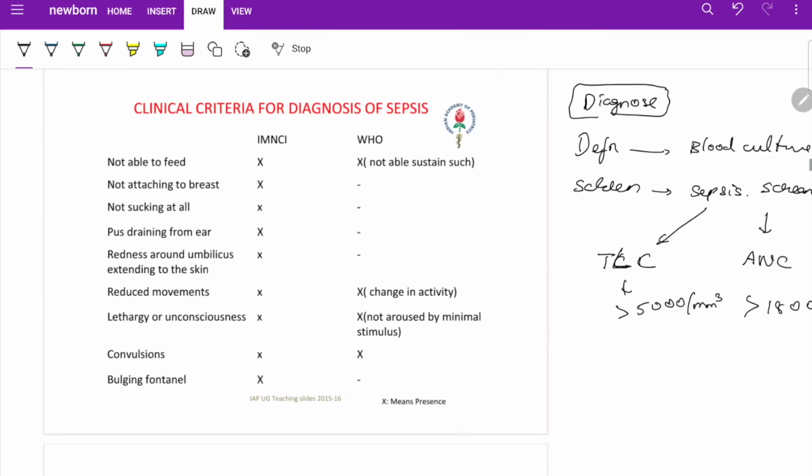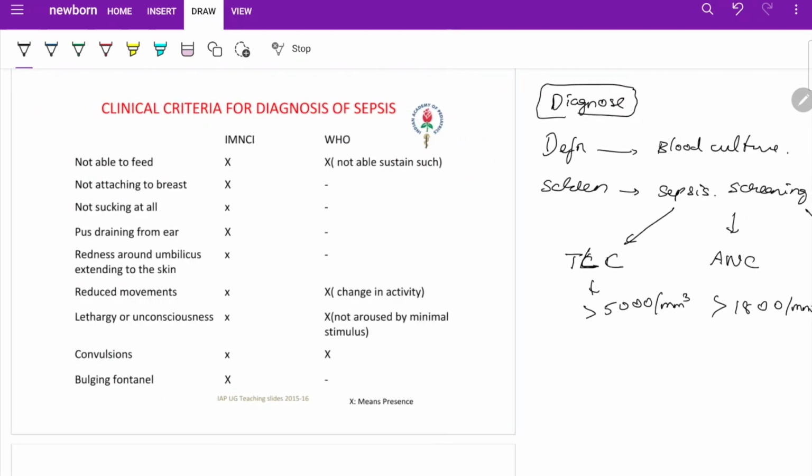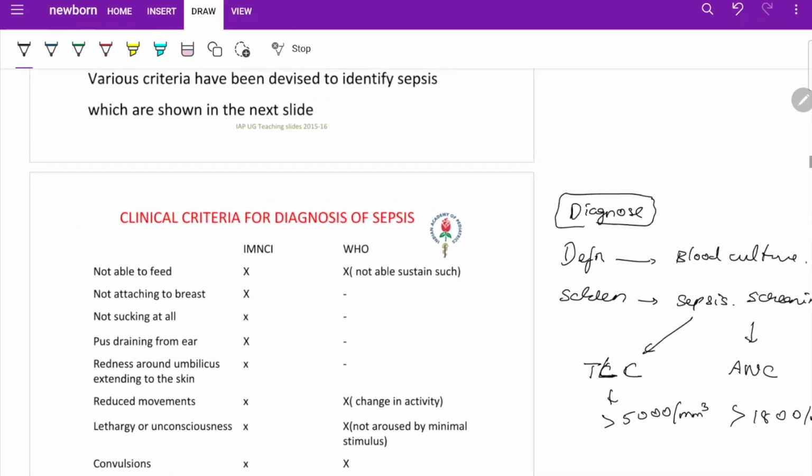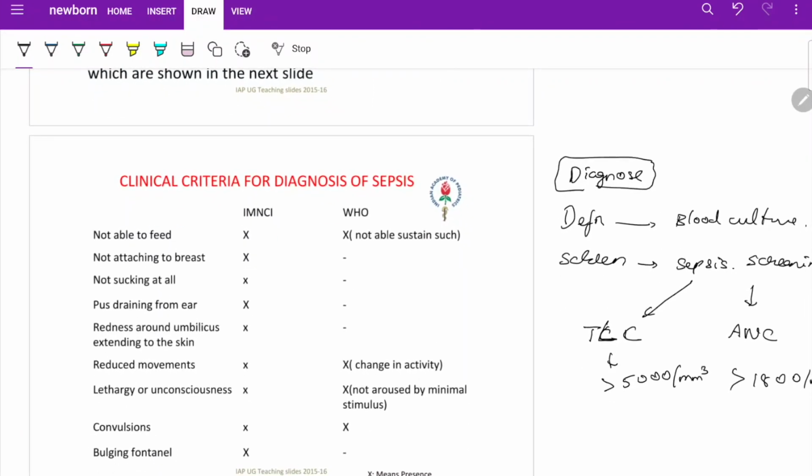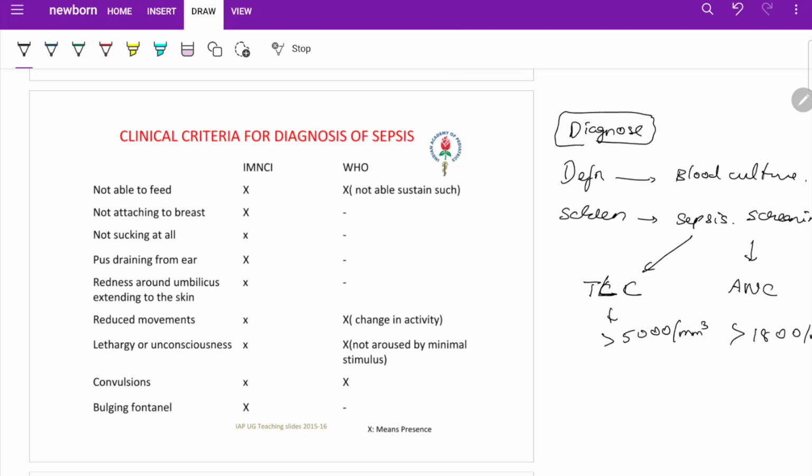Okay, now remember IMNCI and WHO, these two are there. In IMNCI, they mention all of these. As for WHO, they say when the child is not able to sustain or not able to feed, when the child has a change in activity and when the child is not aroused by even a minimal stimuli, then you're going to call it sepsis. In IMNCI guidelines, I think everything listed should be present.